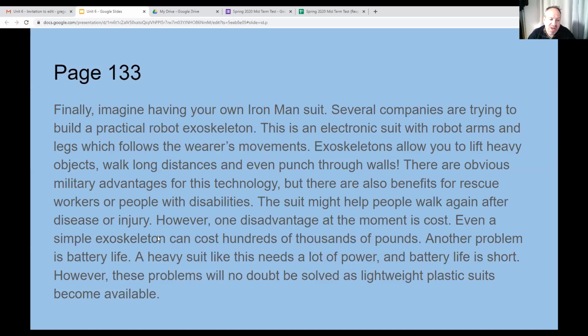Another problem is battery life. A heavy suit like this needs a lot of power and battery life is short. However, these problems will no doubt be solved as lightweight plastic suits become available.